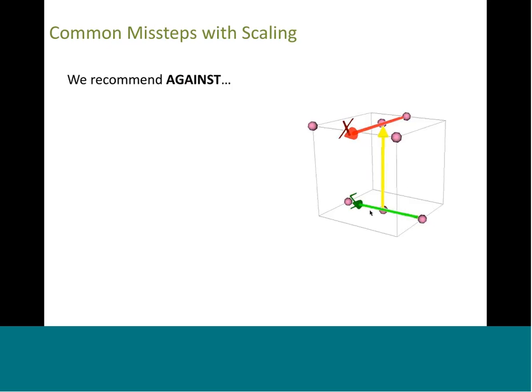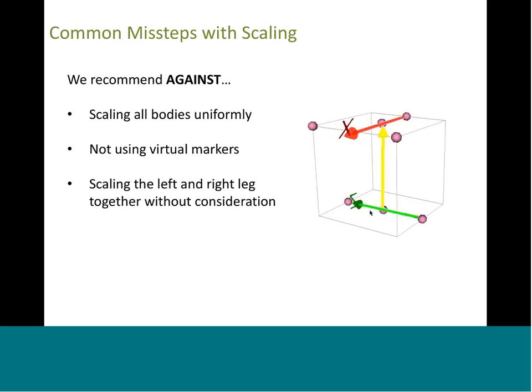Based on what we've learned so far, we can also point out some common mistakes that we found with OpenSim scaling. So some of the most common errors we've seen include scaling all bodies uniformly or using only 1 scale factor per body, not using virtual markers to help improve scaling results by identifying marker pairs along the necessary axes, and scaling the left and right bodies together without considering whether or not it's appropriate.